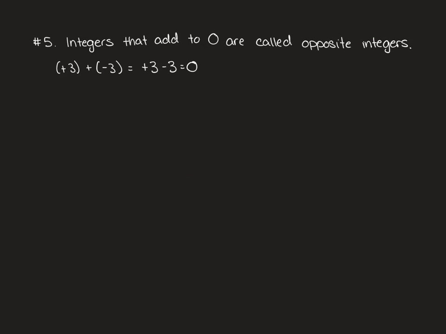So for question 5, they're going to review that integers that add to 0 are called opposite integers, or sometimes I call them 0 pairs. So if we look at this example, +3 plus -3, if we just write them as gains and losses, gain of 3, loss of 3. If you gain 3 and lose 3, you end up with 0.